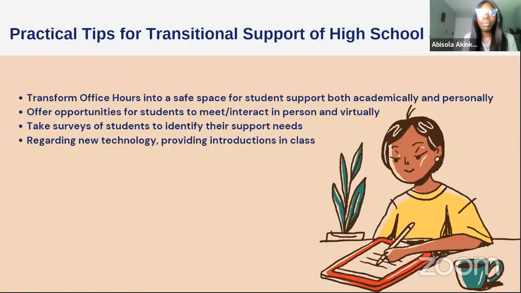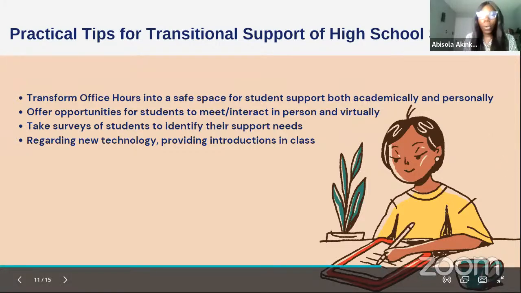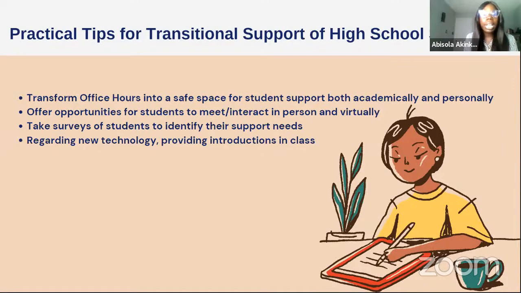Almost done here. And so it's just more practical tips for transitional support for high school students. Of course, transforming your office hours, if you do have them, into a safe space for students academically, of course, and in any other way possible. So, personally asking how they are doing, what's going on at home, how you can support in any way that you're able to, offering opportunities for students to meet and interact, in person and virtually, depending on your school's current system when it comes to in-person or virtual gatherings.